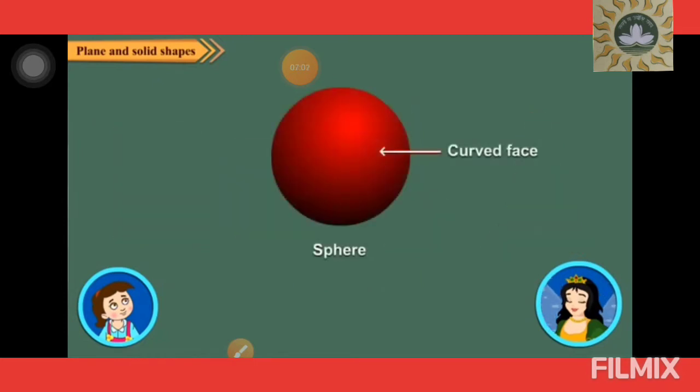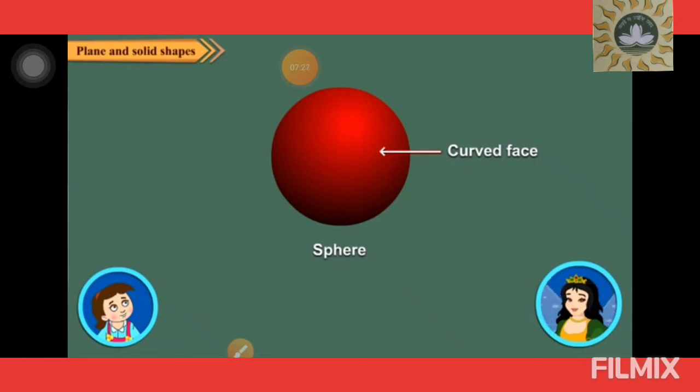Now observe this shape. It looks like a football. It has no vertex and no corners. It has only 1 curved face. Oh, as we have straight line and curved line, in the same way we have flat face and curved face.